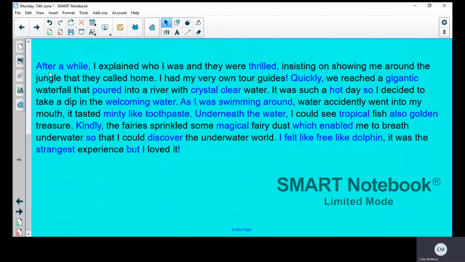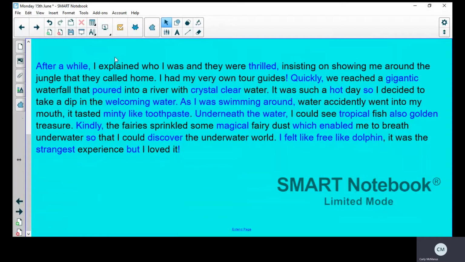So instead of next, I chose to use after a while as my time opener. I explained who I was and they were thrilled, insisting on showing me around the jungle they called home. I had my very own tour guides. Quickly, we reached a gigantic waterfall that poured into a river with crystal clear water. It was such a hot day, so I decided to take a dip in the welcoming water.